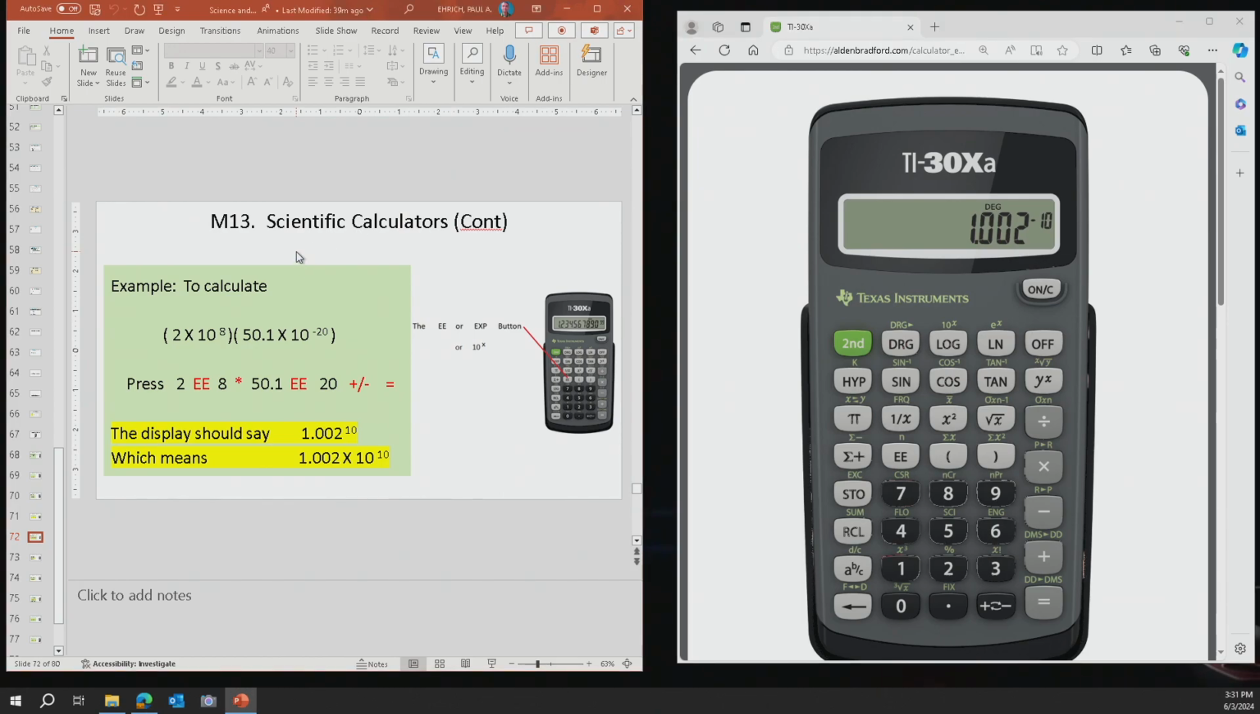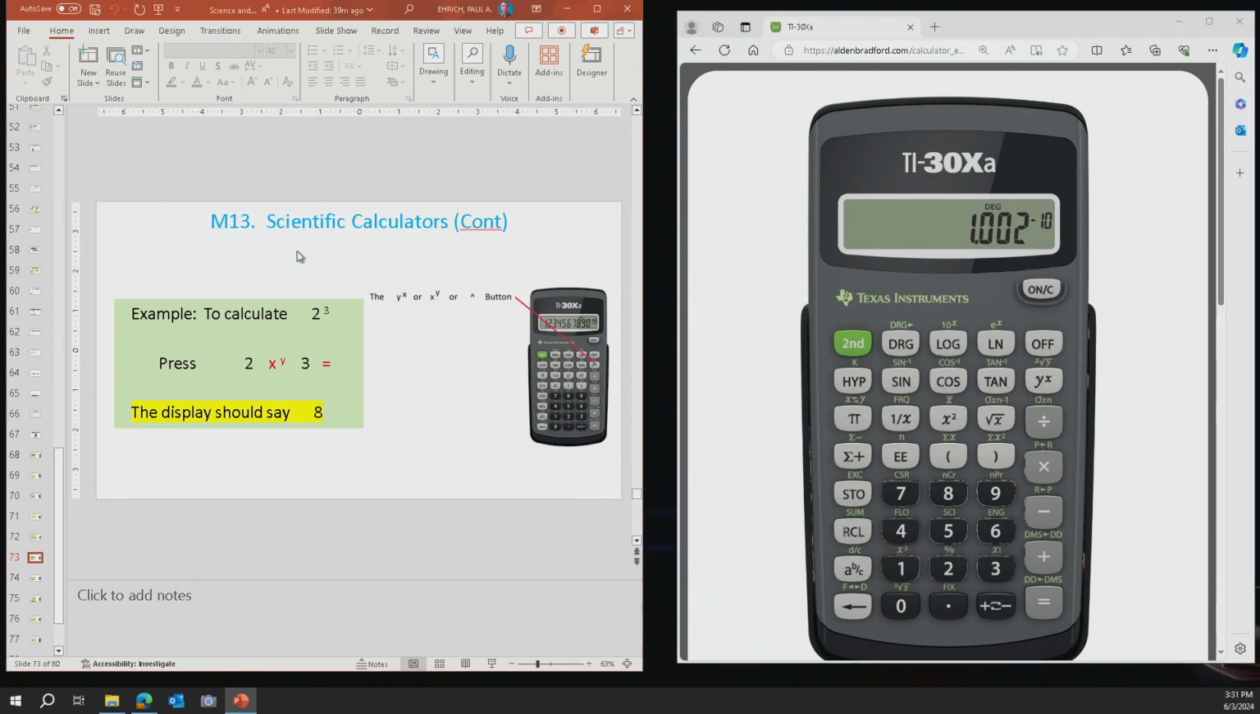All right, so let's take a break, and when we come back, we're going to talk about how to raise numbers to a power with your calculator.